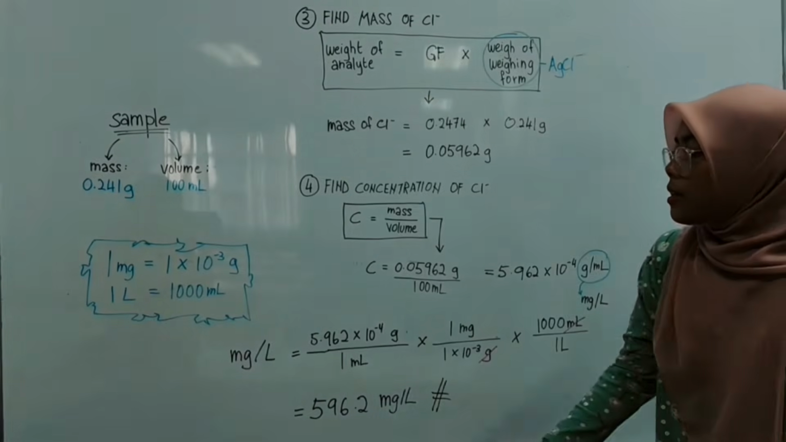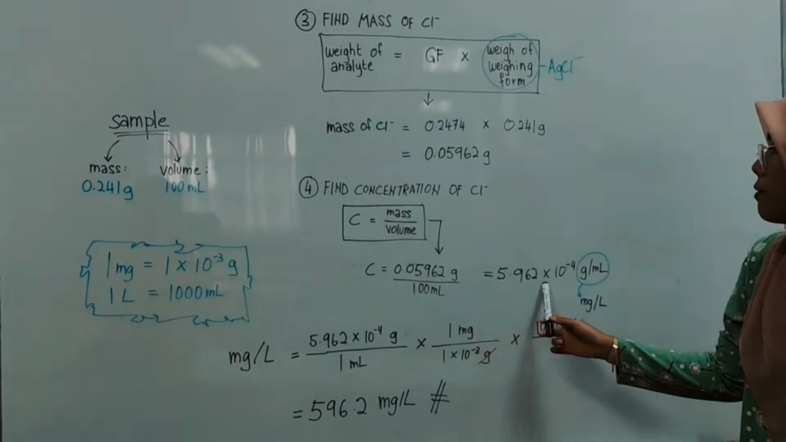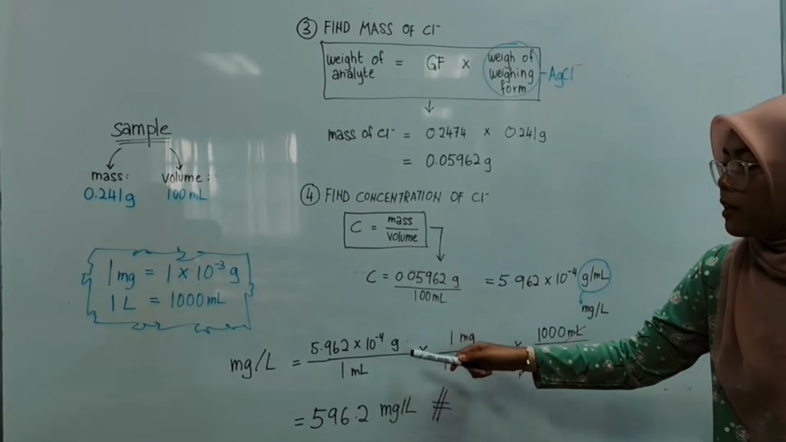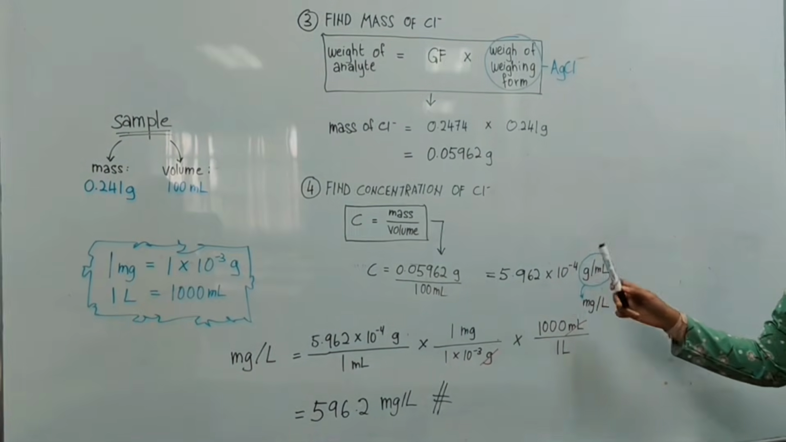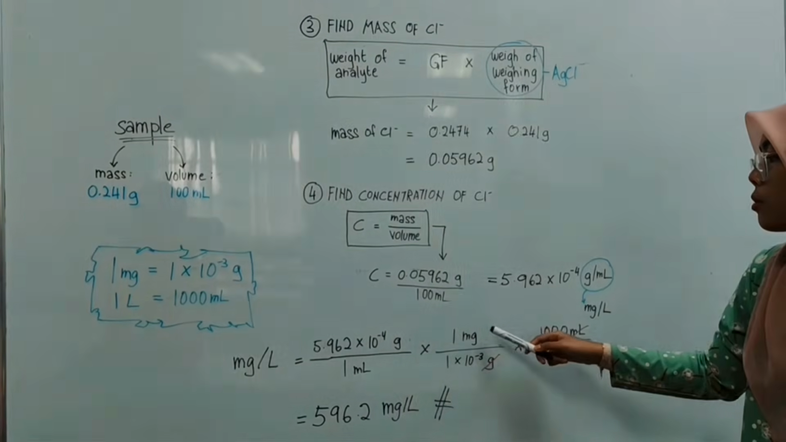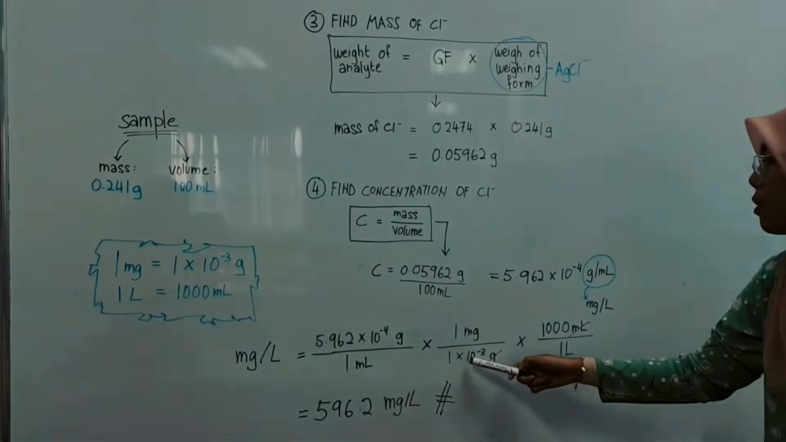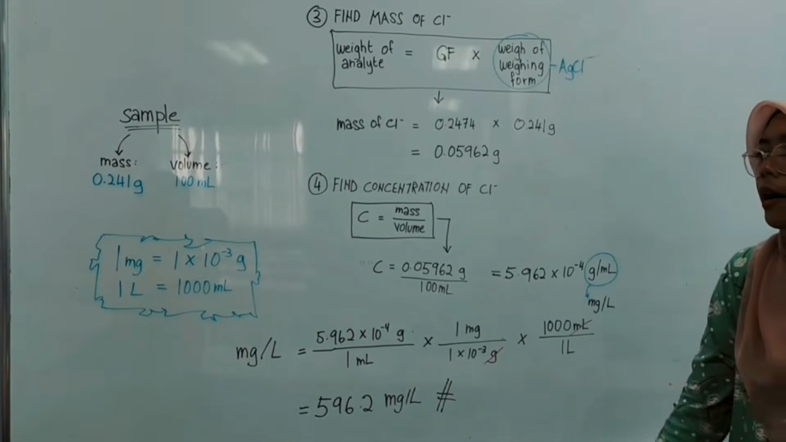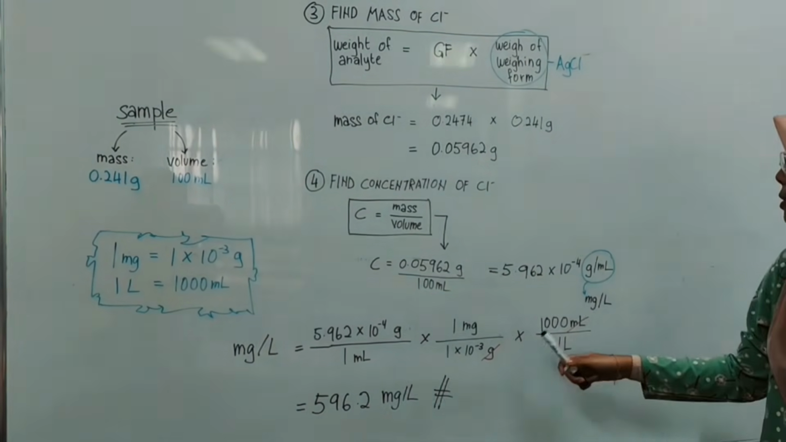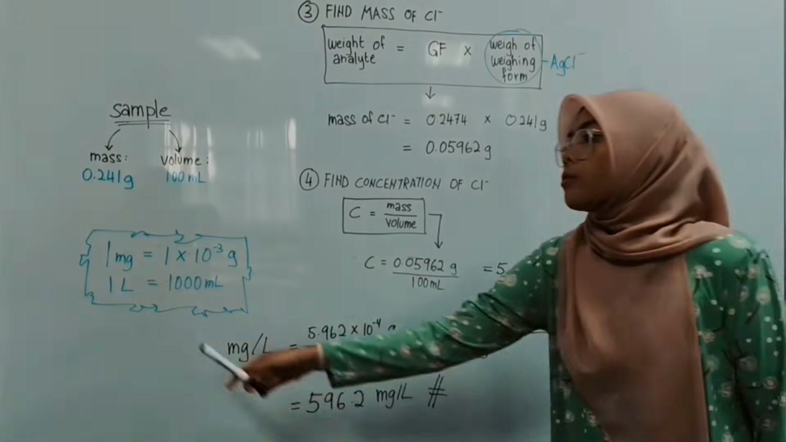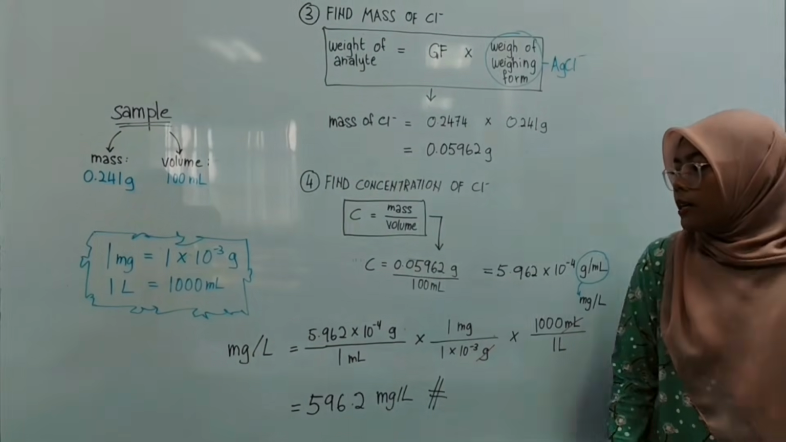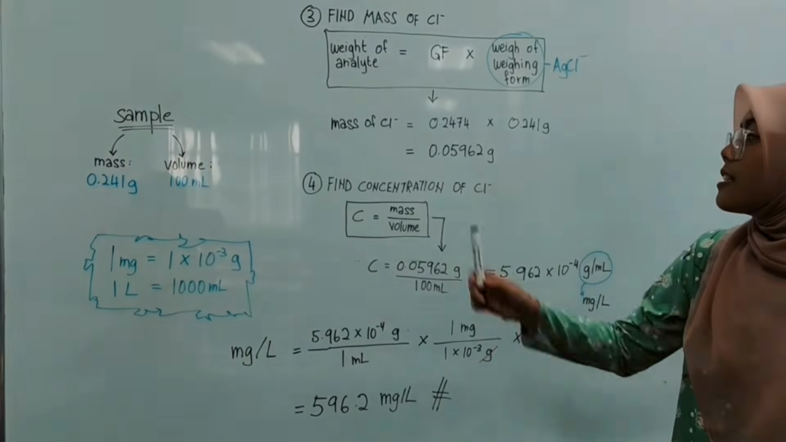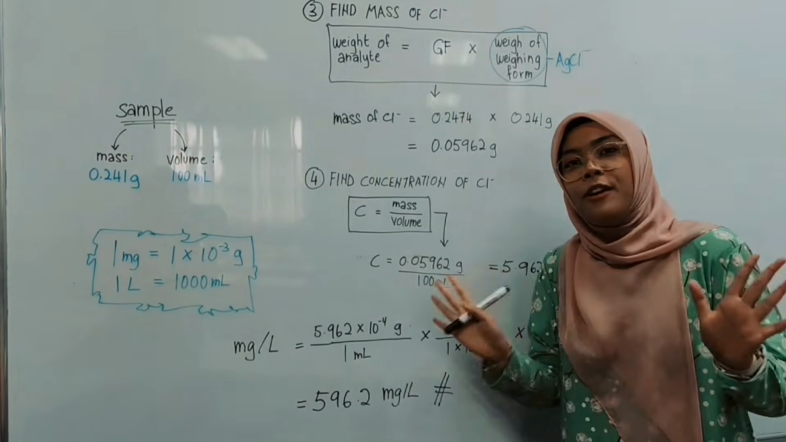So how can we convert the unit? From the value we got, 5.962 times 10⁻⁴ gram over 1 milliliter, because it is gram per milliliter, times 1 milligram over 1 times 10⁻³ gram, because 1 milligram equals 1 times 10⁻³ gram, and times 1000 milliliter over 1 liter, because 1 liter equals 1000 milliliter. So at the end we got 596.2 milligram per liter. So this is our concentration of chloride ion. Okay, that's all for me.